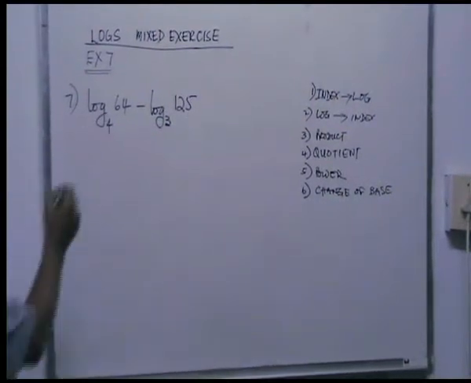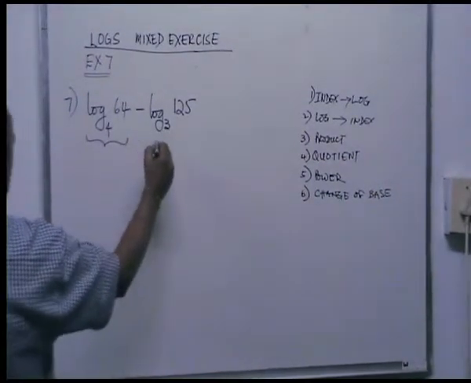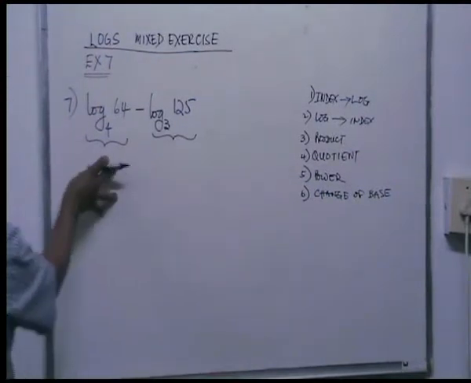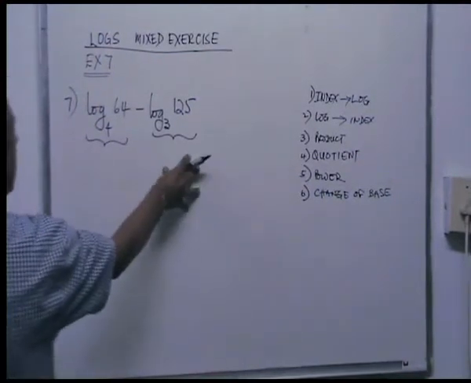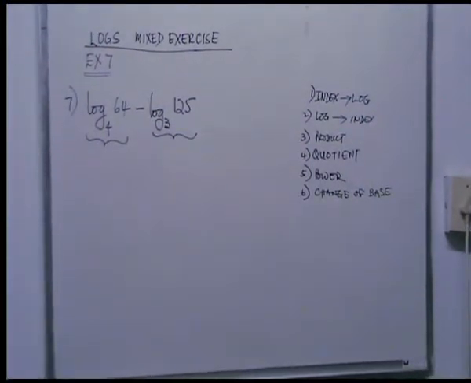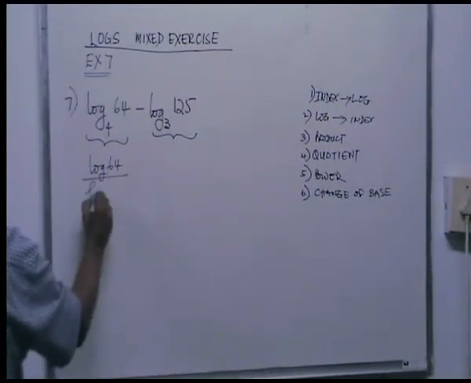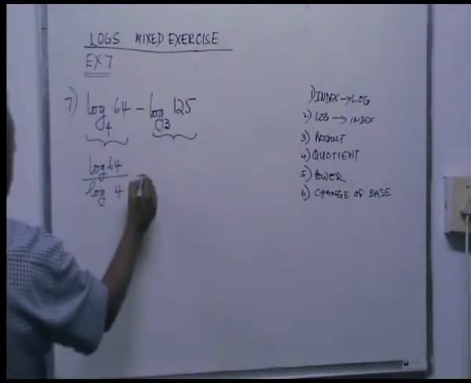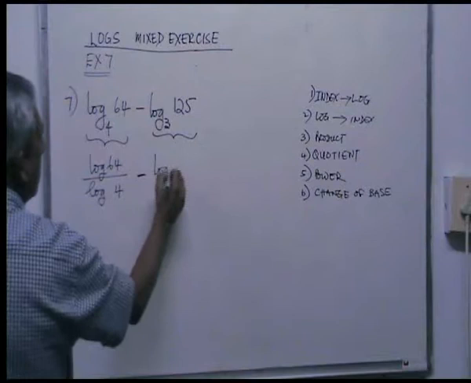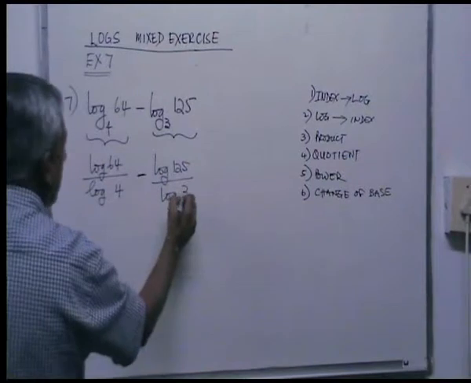So if you look at this part, you can change base here, then you'll have a subtraction, and you can change base there. Get the calculator to help you here, get the calculator to help you there, and find the answer. There are other ways to do it also, but for the moment I'm just showing you how to use a calculator and solve this problem. So if you change base over here, you'll have log 64 over log 4 minus log 125, I'm changing base here also, over log 3.